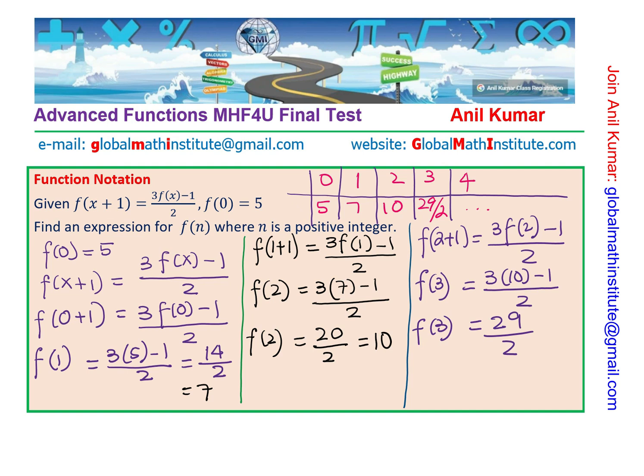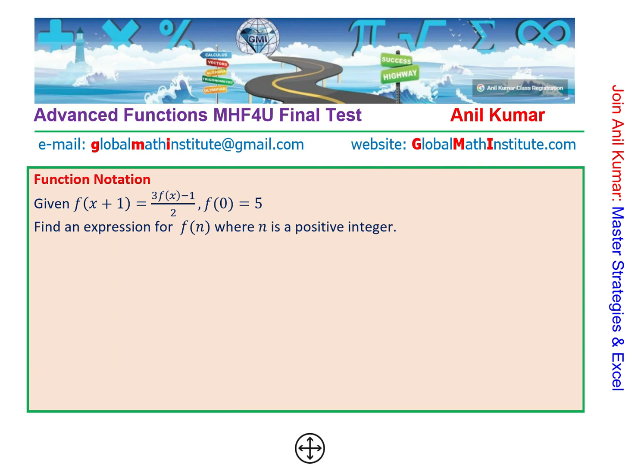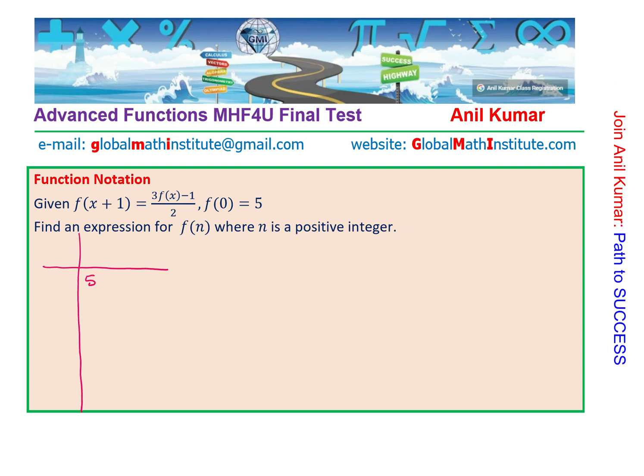Now, since we have a few terms of a series, let us try to see what kind of series it is, right? So I'll take it on a fresh page, taking values as 5, 7, 10, 29 by 2, right? So here is our new page in which we are rewriting our terms. So we have the terms as 5, 7, 10, 29 by 2, right?